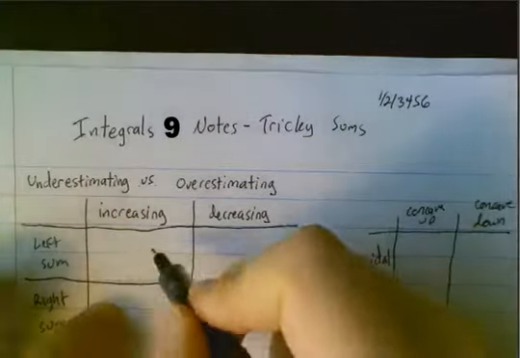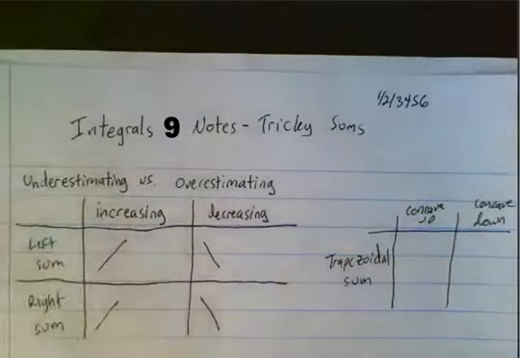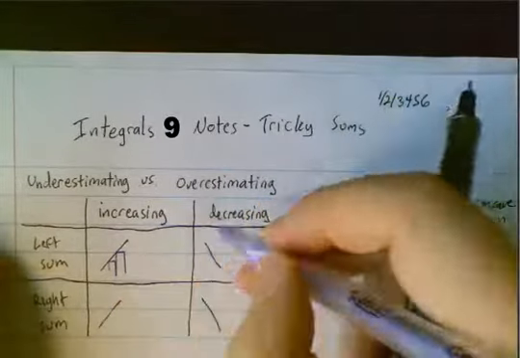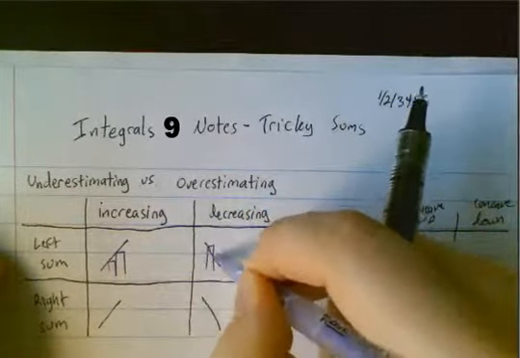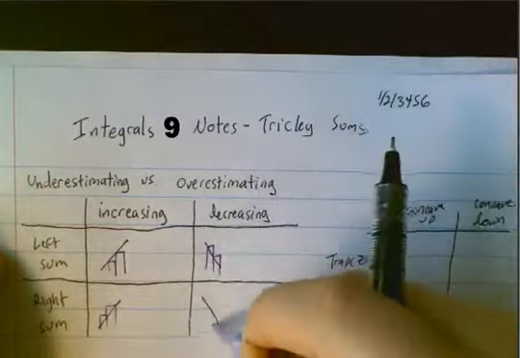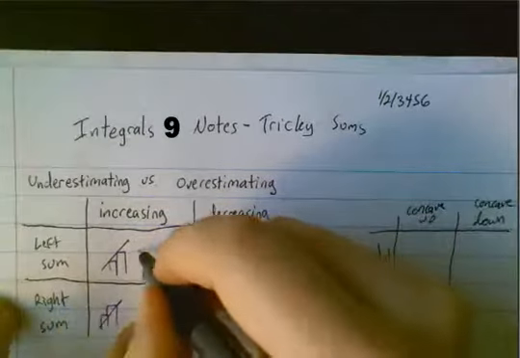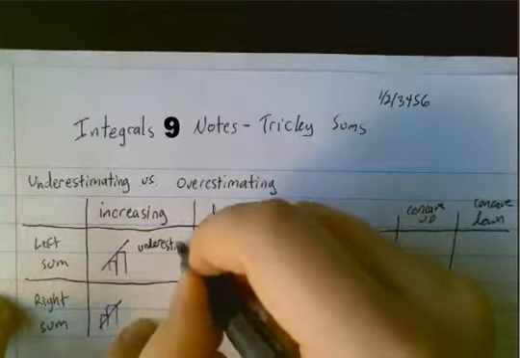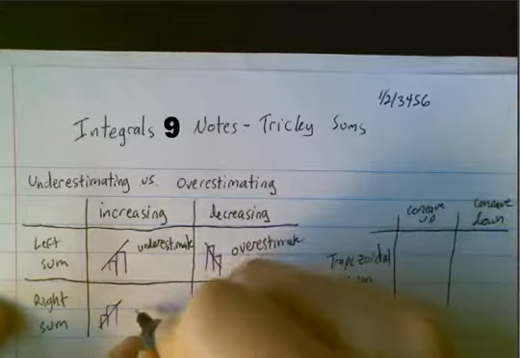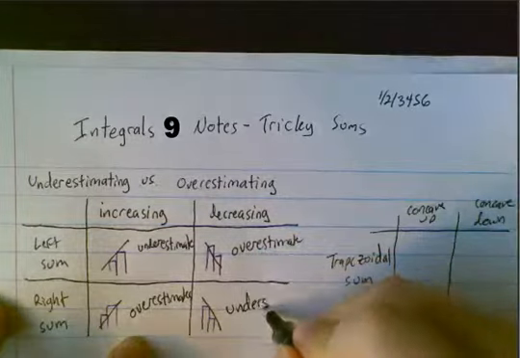So here's what you should have. So increasing, remember, is this, decreasing is this. And if we have a left sum, that means the left side of the rectangle is touching. For the right sum, the right side of the rectangle is touching. And we can see from drawing that this underestimates, this overestimates, overestimates, and underestimates.